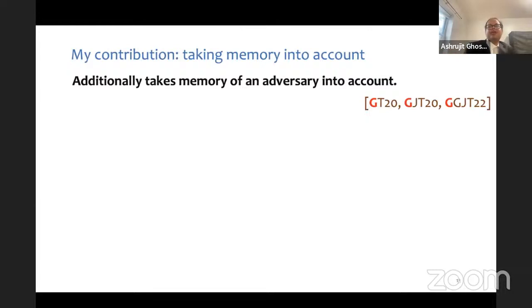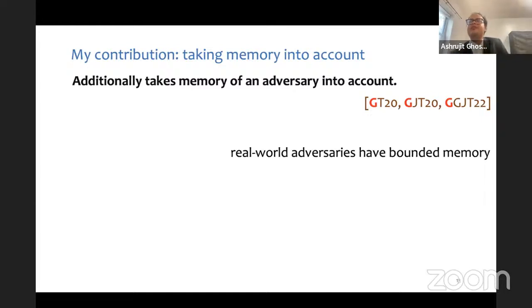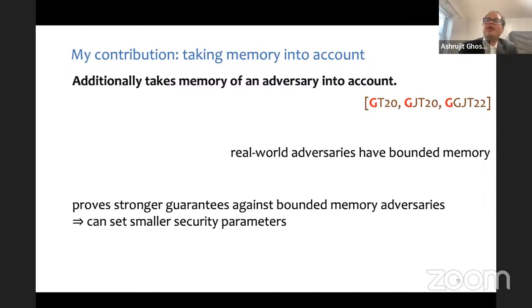So I've contributed to a new line of work that considers memory as an adversarial resource in addition to running time for cryptographic proofs. This is important because real-world adversaries indeed have bounded amounts of memory. My work proves stronger guarantees against memory-bounded adversaries and therefore helps us set better security parameters, resulting in improved efficiency.